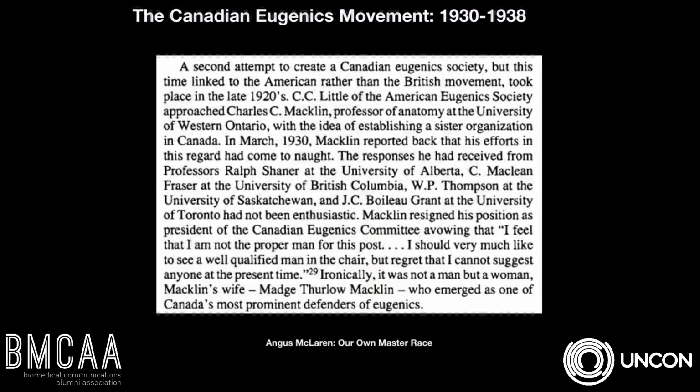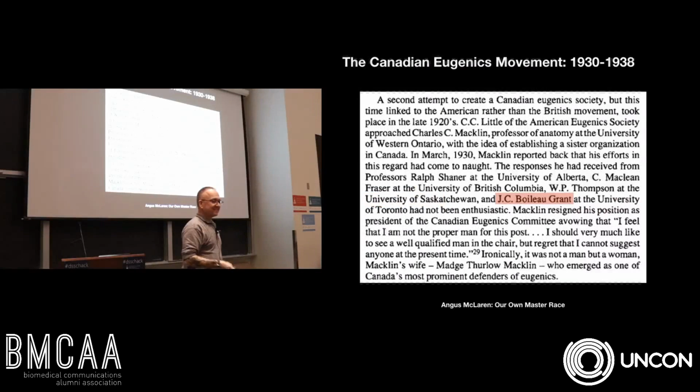But I find this: another attempt to create a Canadian Eugenics Society took place in the late 1920s when the leader of the American group contacted C.C. Macklin to start a sister organization in Canada. And he wrote a letter to four academics in Western Canada. And one of them was JCB Grant. So, damn, now I know that Macklin and Grant had communicated, maybe more. I would have assumed more. They were both anatomists, both working at universities in Ontario. But now I've got this.